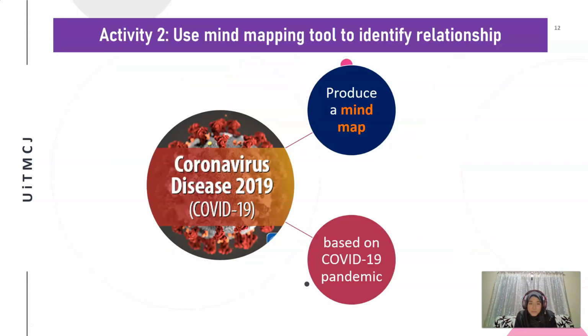Alright, so for activity number 2, in a group also, you can have the same group or not. You need to use a mind mapping tool, any application that supports mind mapping, to find the relationship about COVID-19, the coronavirus. So what are the relationships? For example, what kind of relationship do we have in terms of location, places, the environment, the people, and so on.